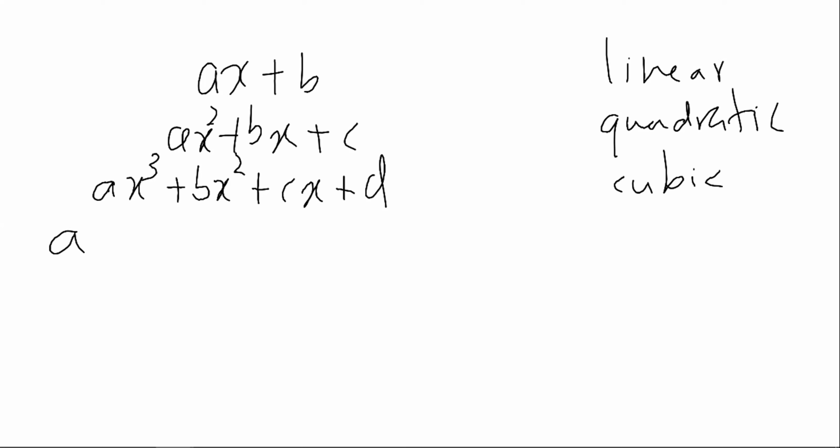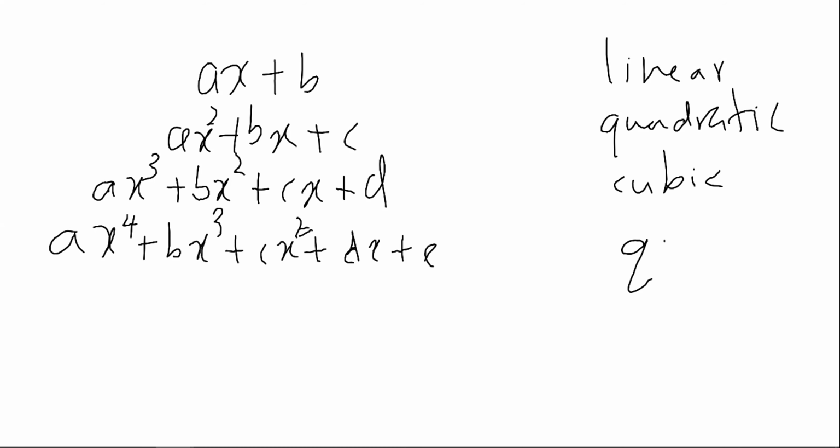Then you can have power 4, ax to the power of 4 plus bx cubed plus cx squared, I hope you can see the pattern, plus dx, plus e, that has power 4. It's called a quartic polynomial, and so on. These are what are called polynomials, and these are polynomials of different degrees. This is degree 1, degree 2, degree 3, degree 4.